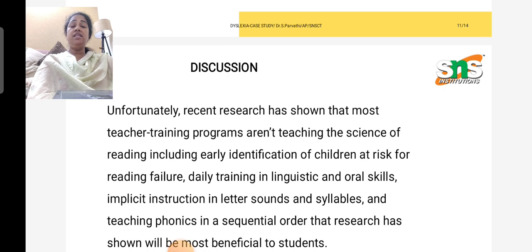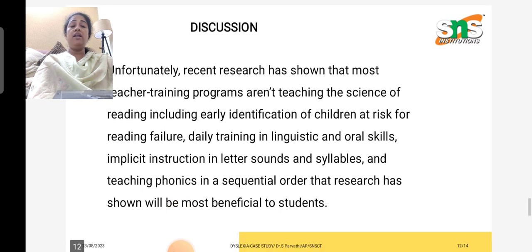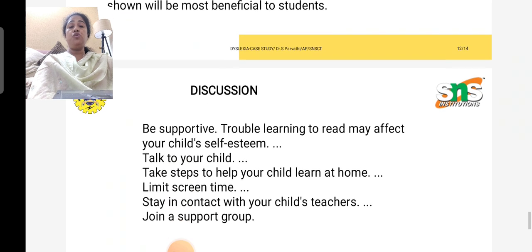Unfortunately, recent research has shown that most teacher training programs are not teaching the science of reading, including early identification of children at risk of reading failure. Daily training in linguistic and oral skills, explicit instruction in letter sounds and syllables, and teaching phonics in a sequential order is what research has shown will be most beneficial to students.